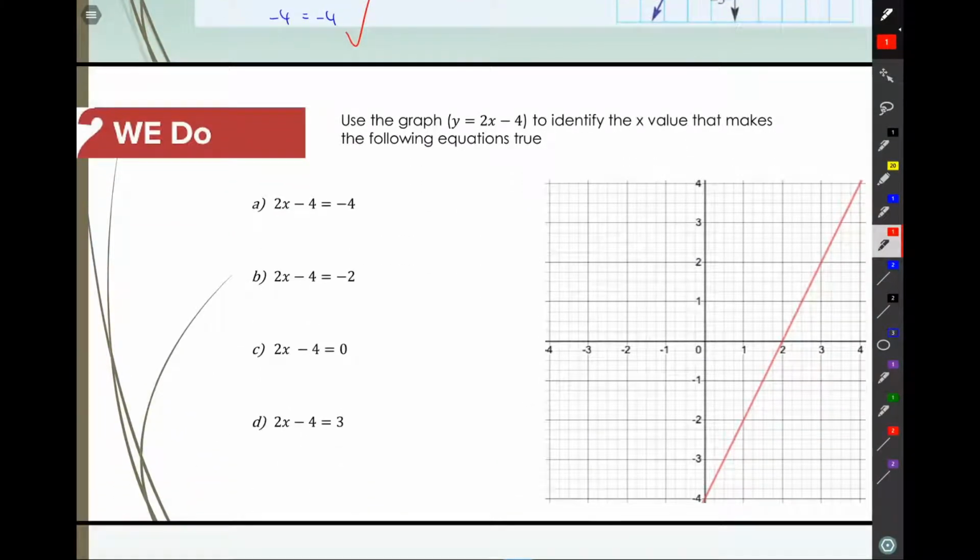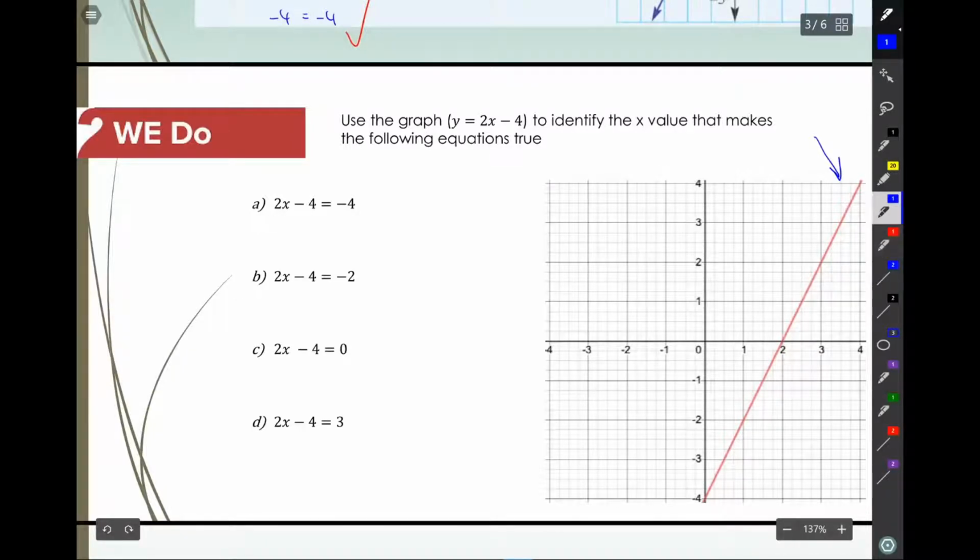Alright, I want you guys to have a go at the last two of these. I'm going to just show you how to do the first two. So this line is y equals 2x minus 4. Okay, so that's what we have on the left-hand side of all our equations.